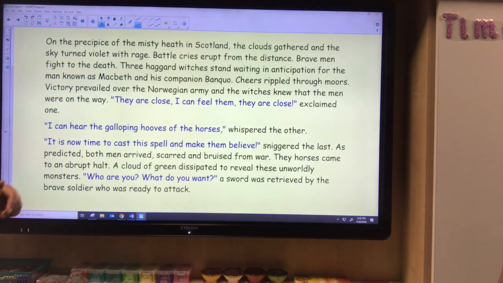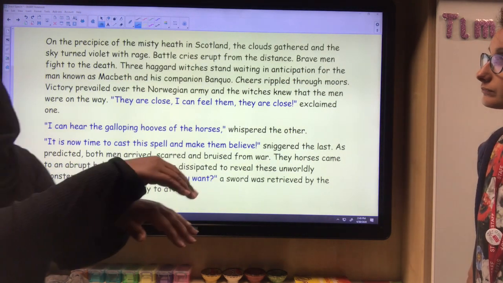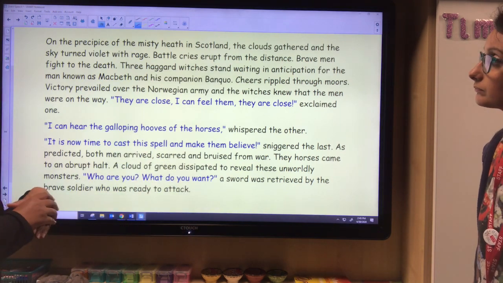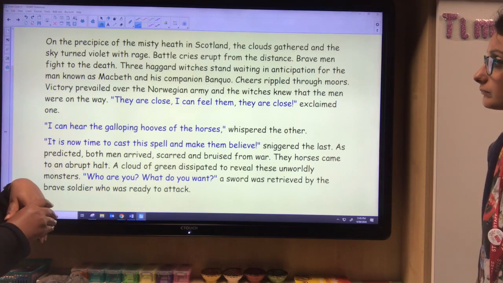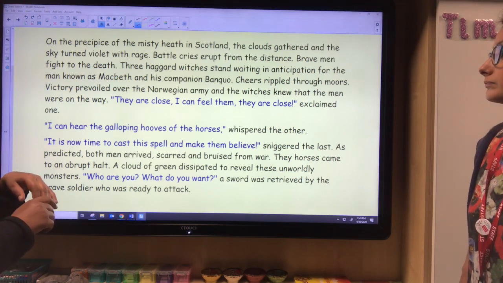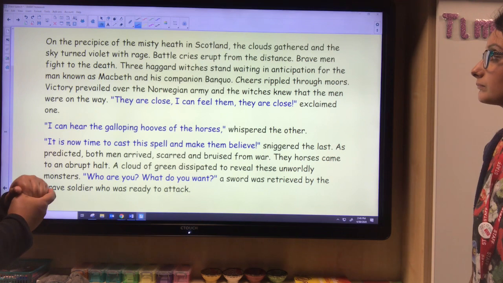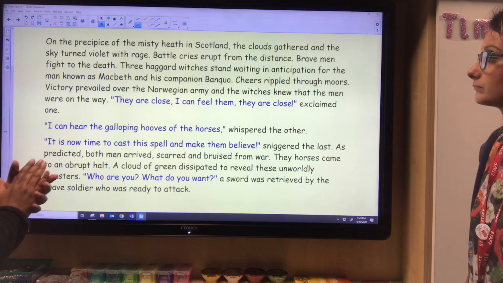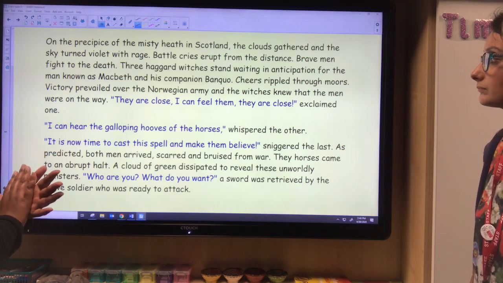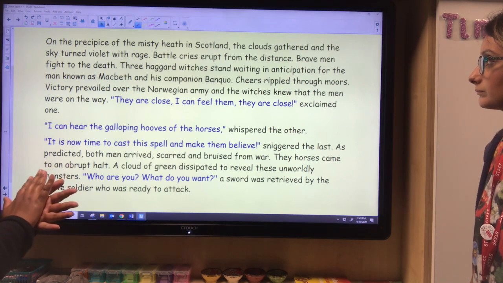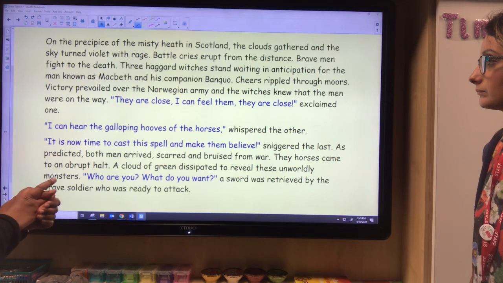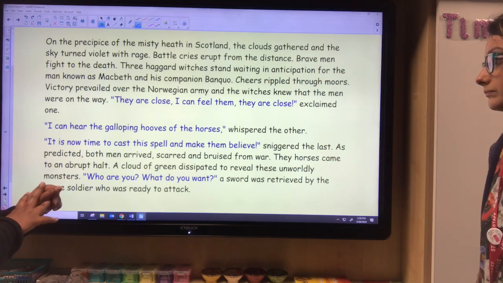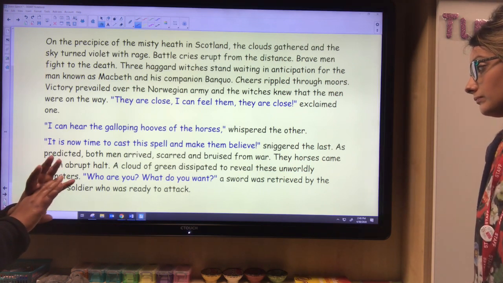So I've just written on the precipice. So that just means on the edge, okay? Of the misty heath in Scotland, the clouds gathered and the sky turned violet with rage. Battle cries erupt from the distance. Brave men fight to the death. 3 haggard witches stand waiting in anticipation for the man known as Macbeth and his companion Banquo. Cheers rippled through moors. Victory prevailed over the Norwegian army, and the witches knew that the men were on the way. "They are close, I can feel them, they are close," exclaimed one. "I can hear the galloping hooves of the horses," whispered the other.